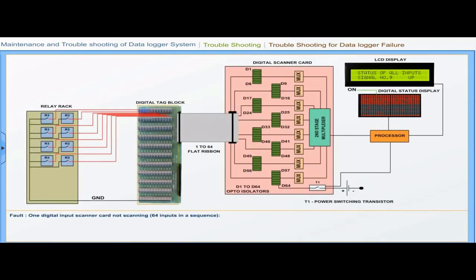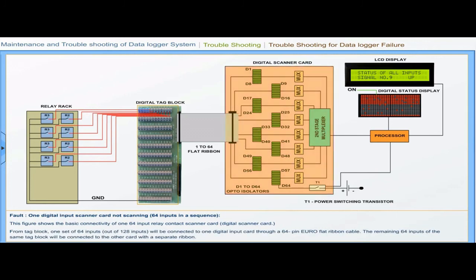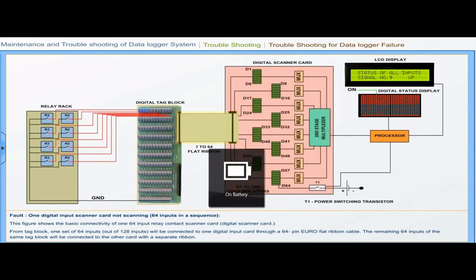Fault: one digital input scanner card not scanning 64 inputs in a sequence. This figure shows the basic connectivity of one 64 input relay contact scanner card, the digital scanner card. From the tag block, one set of 64 inputs out of 128 inputs will be connected to one digital input card through a 64-pin Euro flat ribbon cable. The remaining 64 inputs of the same tag block will be connected to the other card with a separate ribbon.